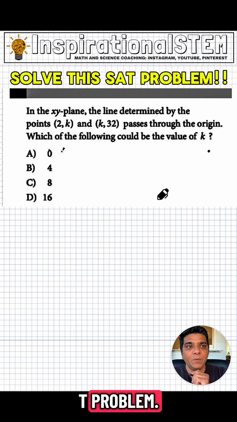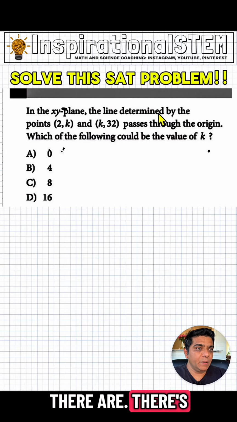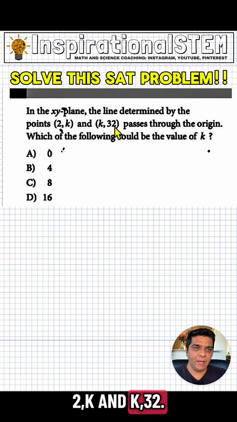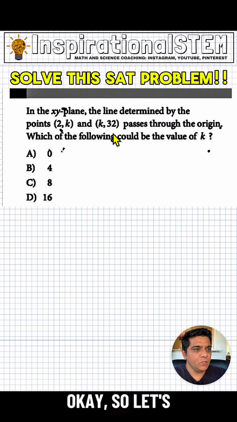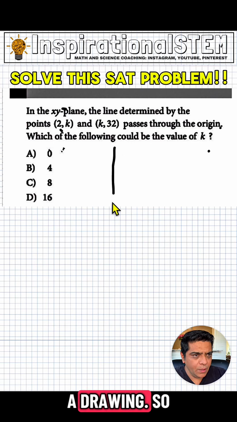Let's go ahead and solve the SAT problem. So we have in the xy plane, there's a line that has 2 points, (2, k) and (k, 32). It passes through the origin. Okay, so let's quickly draw a drawing.